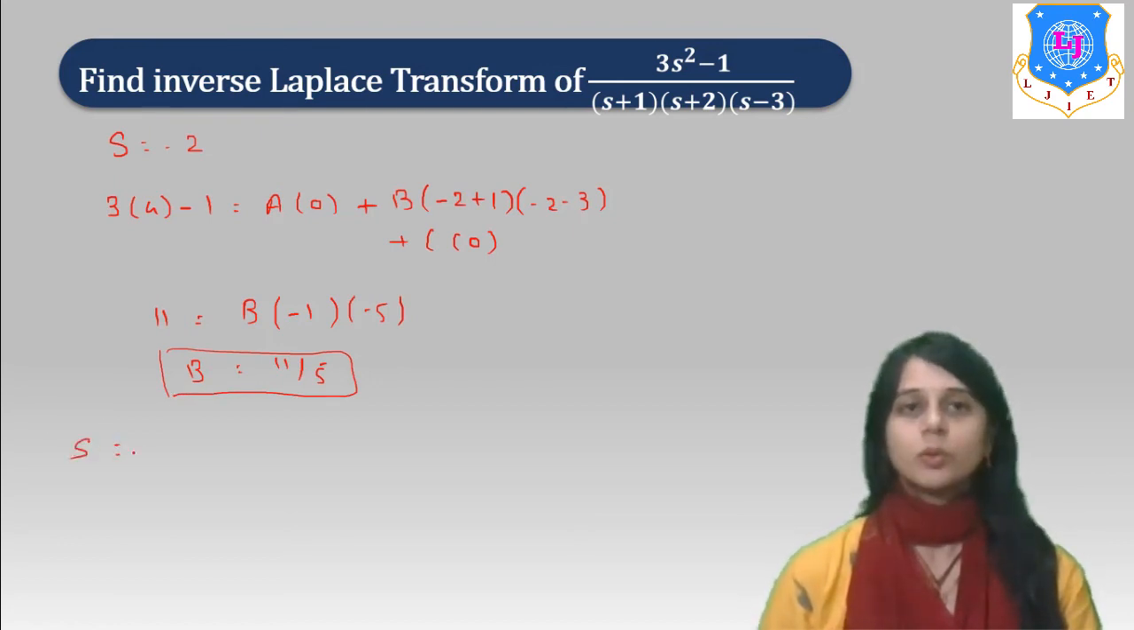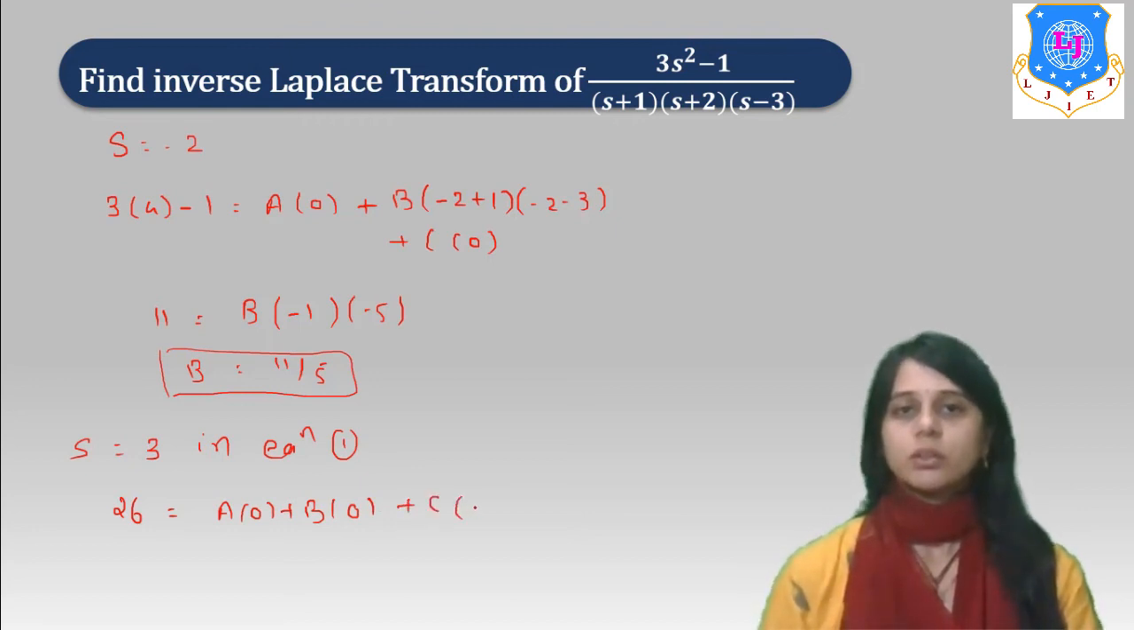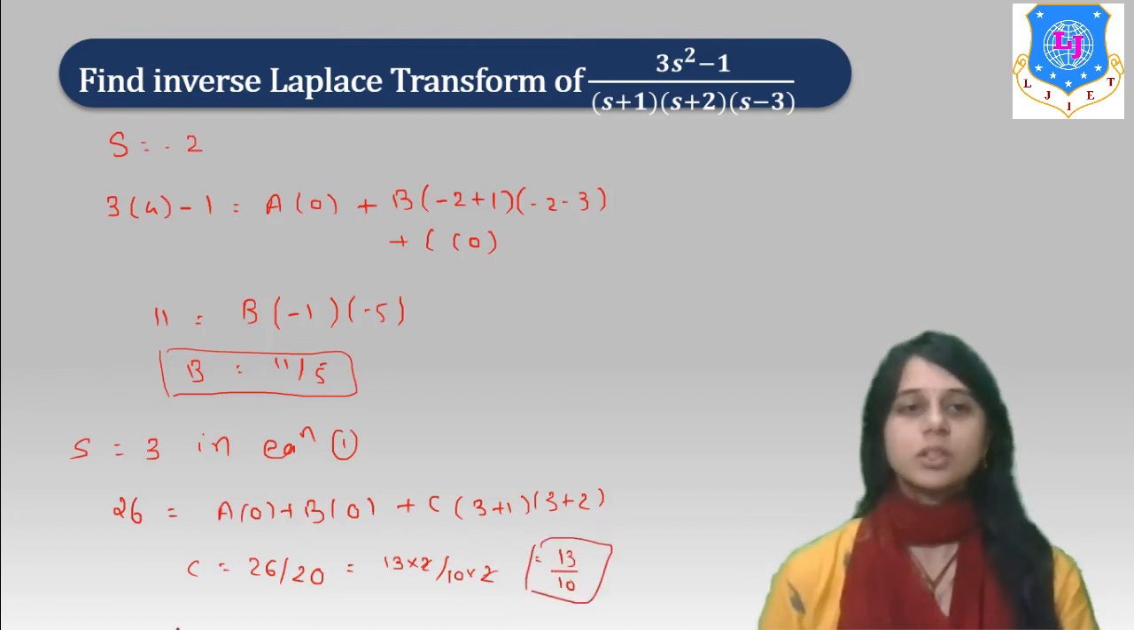Now s equal to plus 3 in equation 1. So it is 9, 3 nines are 27 minus 1, it is 26. A is 0, B is 0, value of C: (3 plus 1) and (3 plus 2), 4 and 5, 20. So C equals 26 by 20. We say that it is 13 into 2 and 10 into 2. So it is 13 by 10. The value of C is 13 by 10.